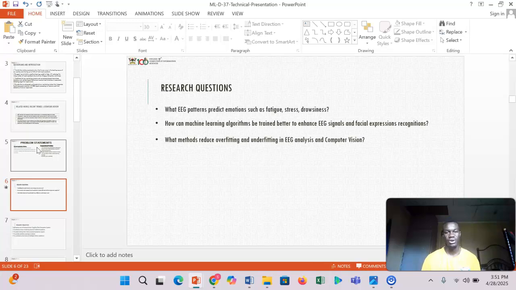Then to move on to the research questions, we have: what EEG patterns predict emotions such as fatigue, stress, drowsiness? Then how can machine learning algorithms be trained better to enhance EEG signals and facial expression recognition? What methods reduce overfitting and underfitting in EEG analysis and computer vision? So for computer vision, we basically maintain the vision transformer model. Then for EEG, we maintain the CNN model because they gave us the best results.